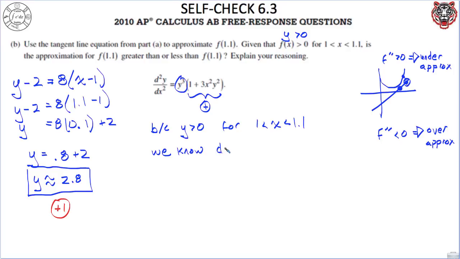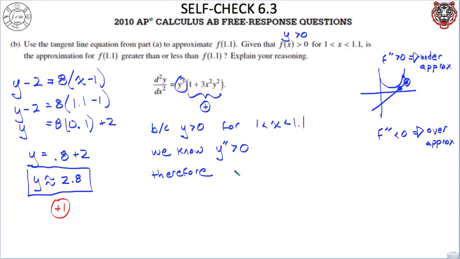that you can rewrite this, or you can equivalently say y double prime. They'll know what that means too. Y double prime is greater than 0, therefore, and you don't need to explain this, they just expect you to have that memorized. If this is greater than 0, that means that it's going to be an under approximation.